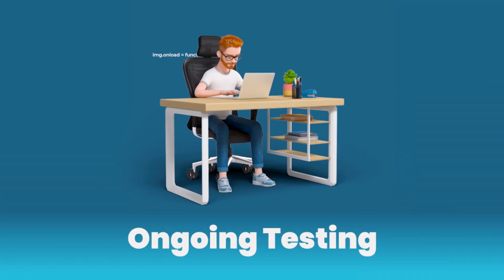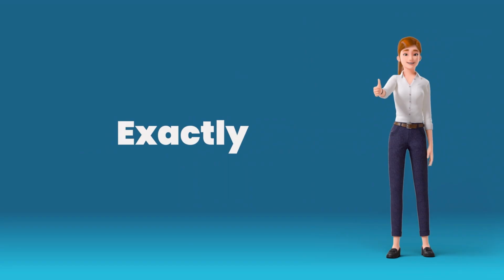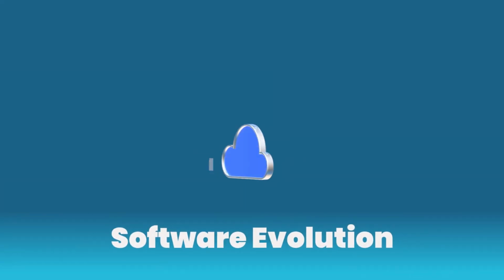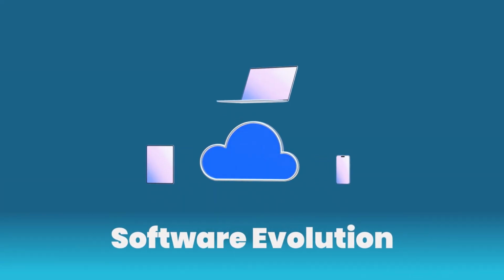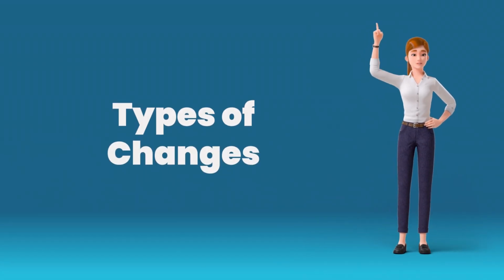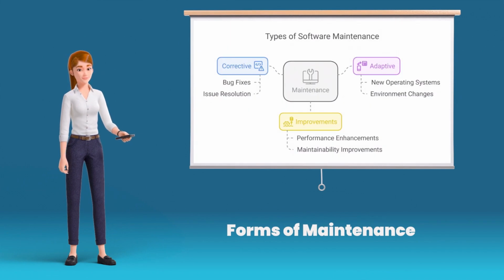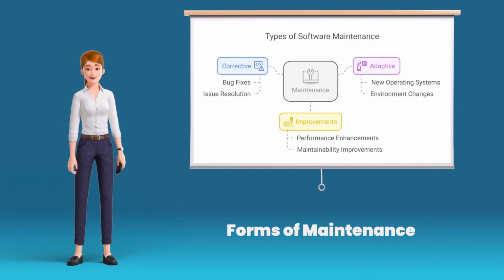So, after the software's live, we keep testing it? Exactly. Think about it. Software doesn't just stay the same after it's deployed. Changes are made all the time, whether it's bug fixes, upgrades, or new features. Maintenance can come in a few different forms, like corrective, adaptive, or improvements.